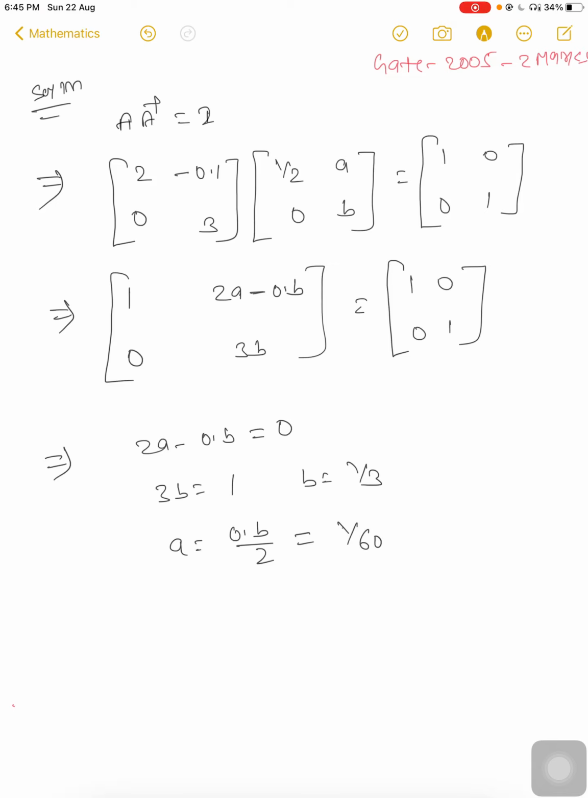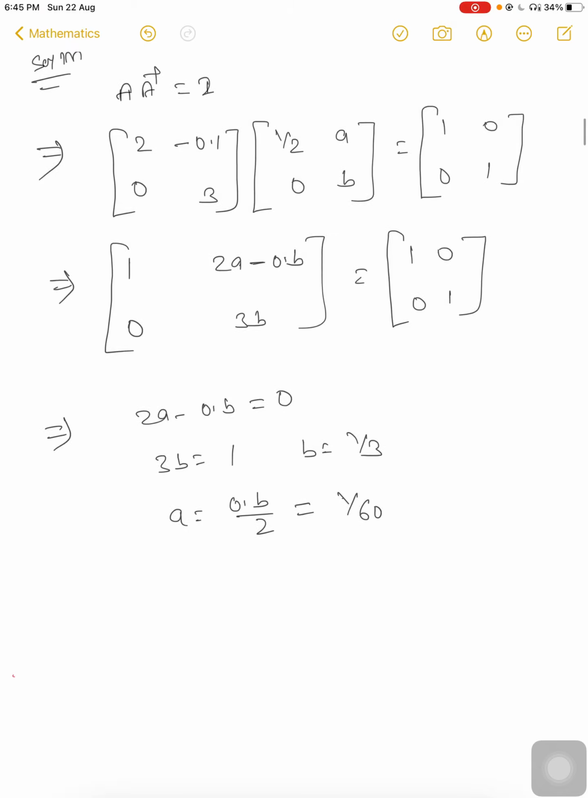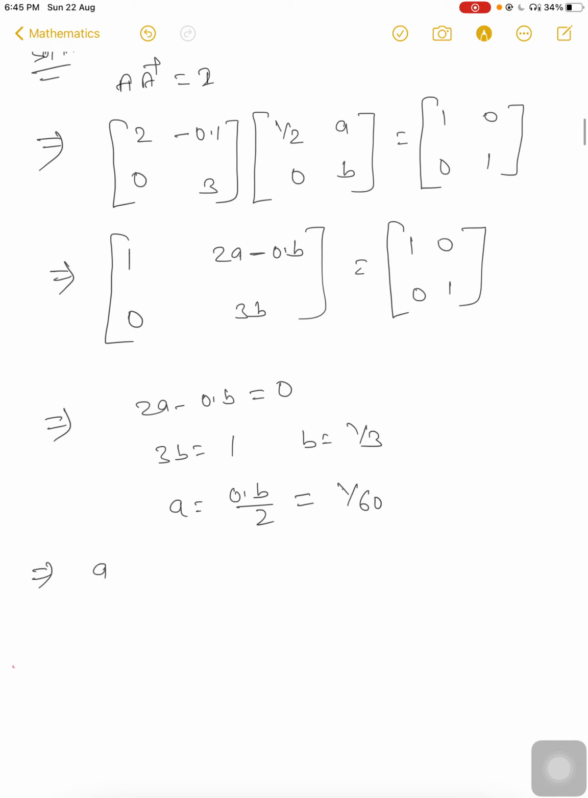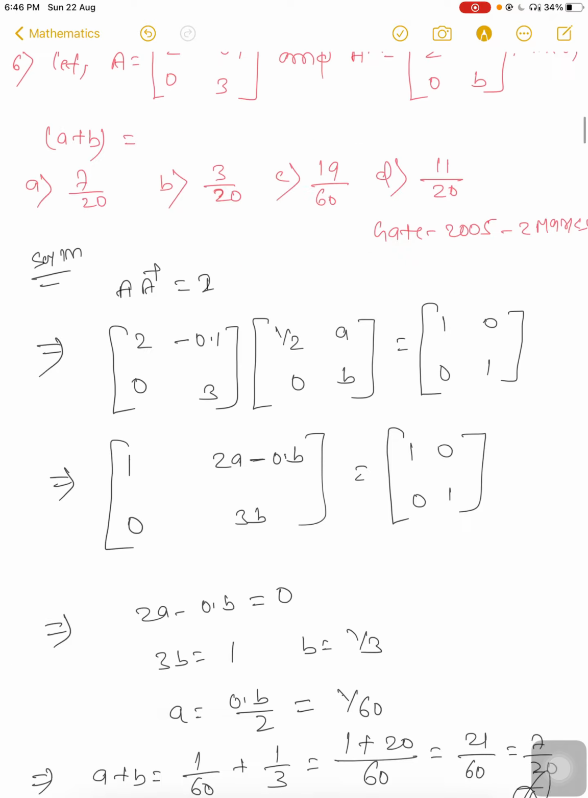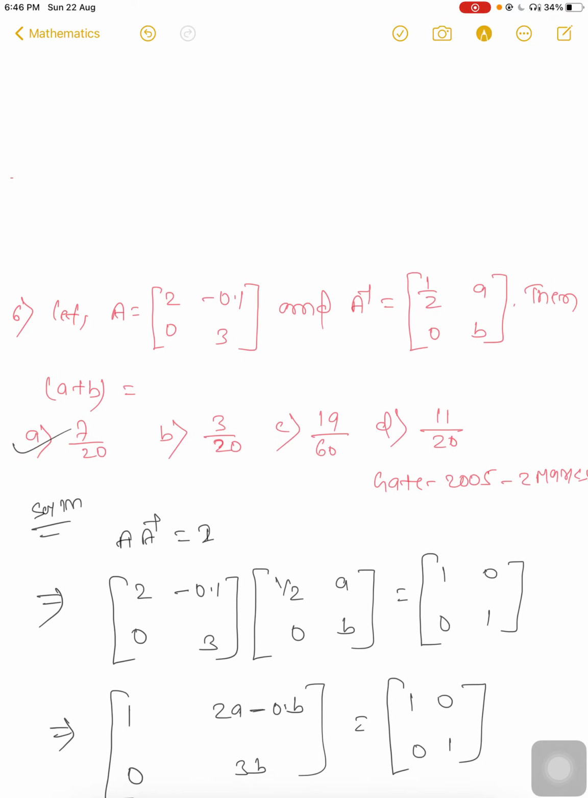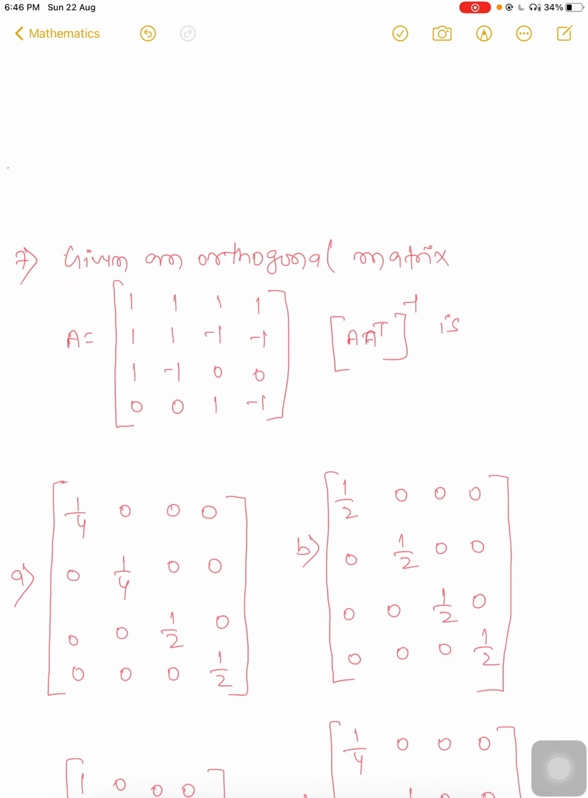put the value 20 a by 60, 1 by 60. So 1 by 60, we have to find out a plus b. So a is equal to 1 by 60 plus b is equal to 1 by 3, then common will be 60, and here is the 1 plus 20, 21 upon 60, then 7 by 20 will be the answer. 7 by 20, option A will be the right answer.